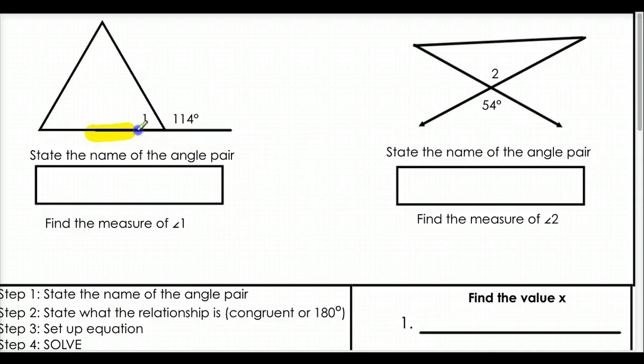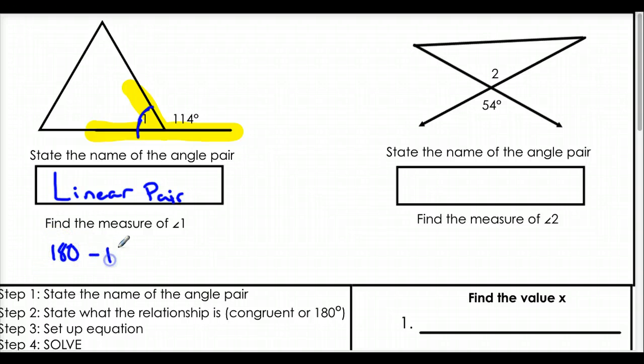If you look, angle 1 and this angle form a straight line. That's a linear pair. So we would just say that. These are a linear pair. Now if I want to find what this angle is right here, well, linear pairs are supplementary, so I know they add up to 180. So all I would do is 180 minus 114, and that gives me 66 degrees. So this is 66 degrees.